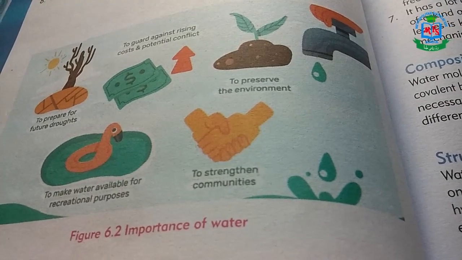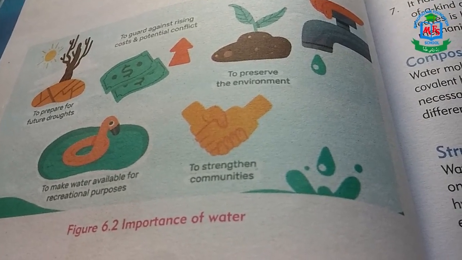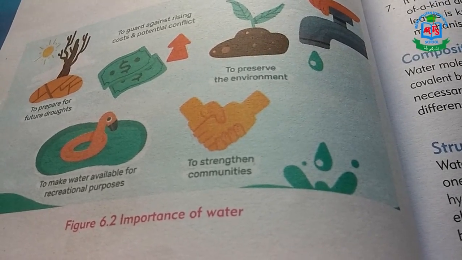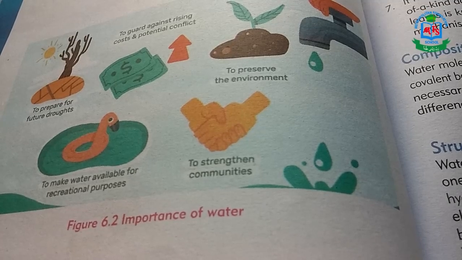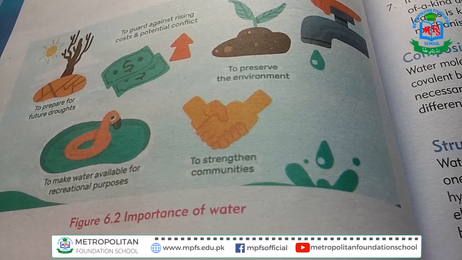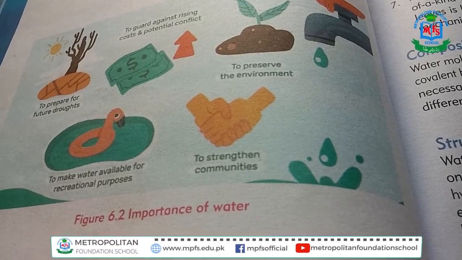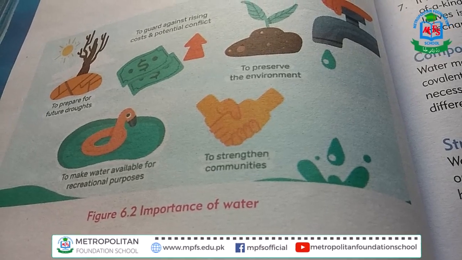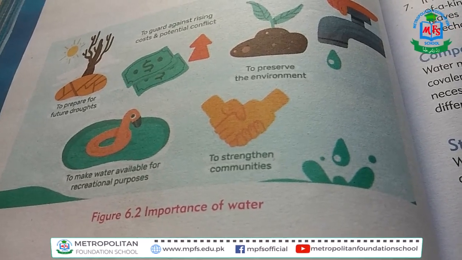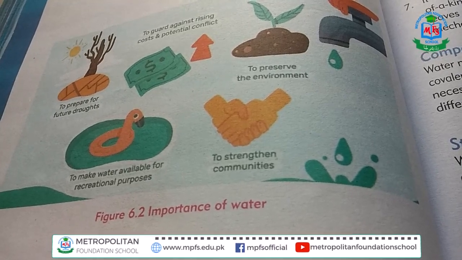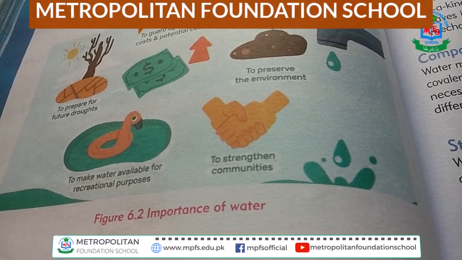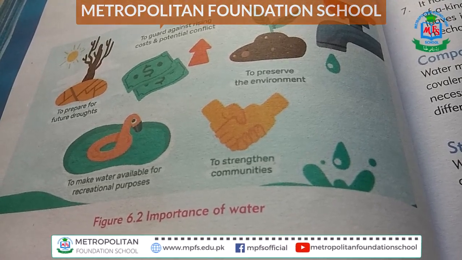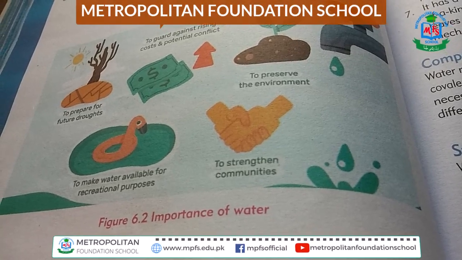If we discuss the example of plants, they also need water. Without water, plants cannot survive. Different nutrients are found in soil. These nutrients dissolve in water and plants use them for their growth. For example, magnesium and nitrogen. These are nutrients found in soil, and plants absorb these nutrients from the soil.